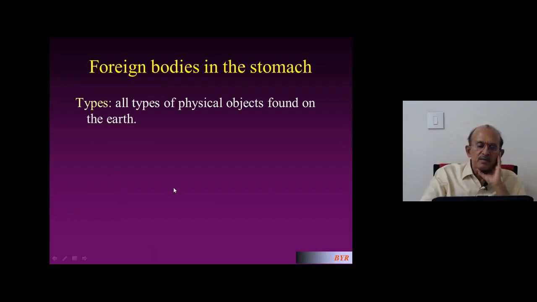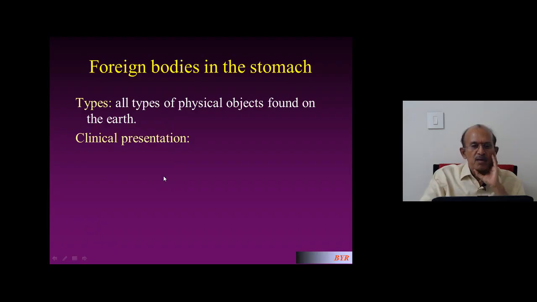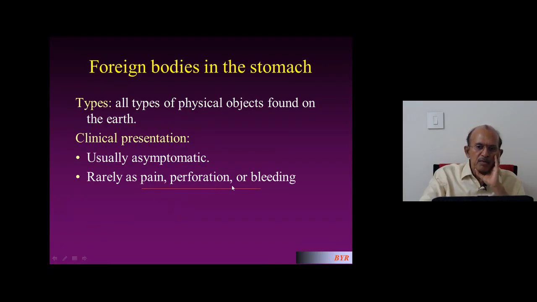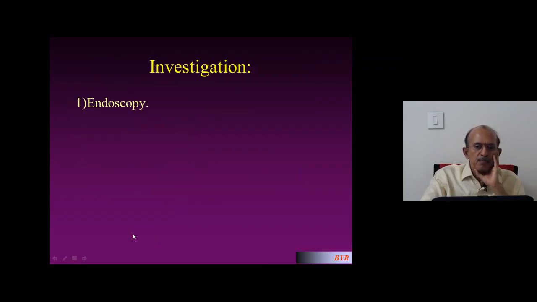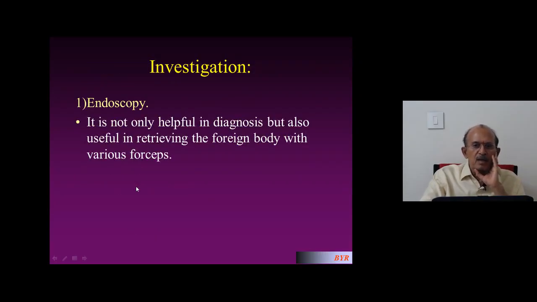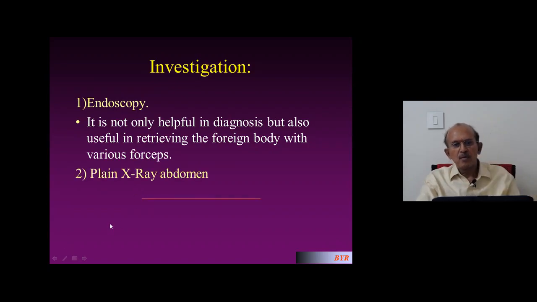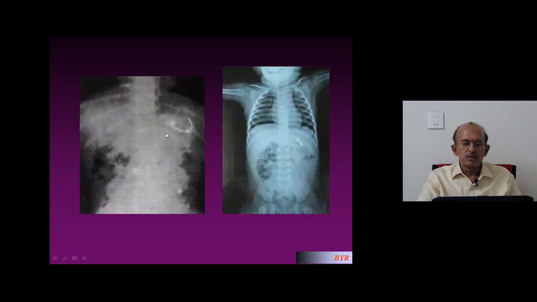Foreign bodies in the stomach. All types of physical objects found on the earth can be a foreign body in the stomach. Presentation: usually asymptomatic, rarely as pain, perforation, or bleeding. Investigations: endoscopy. It is not only helpful in diagnosis but also useful in retrieving the foreign body with various forceps. Plain X-ray abdomen shows a safety pin.